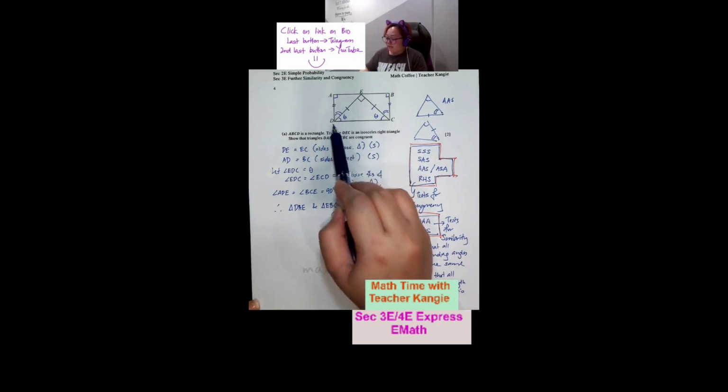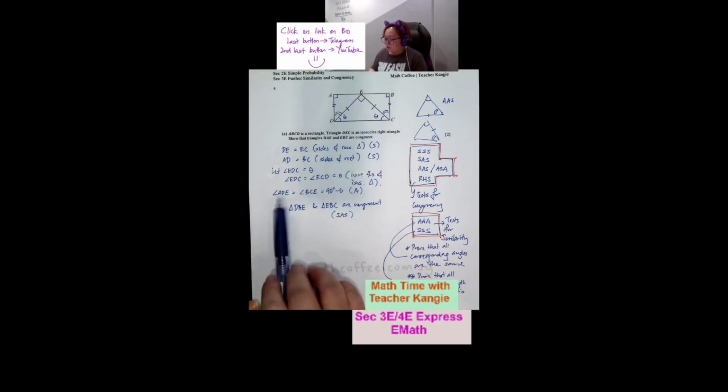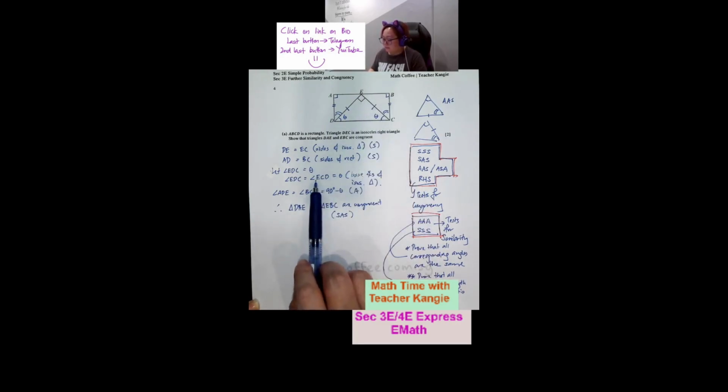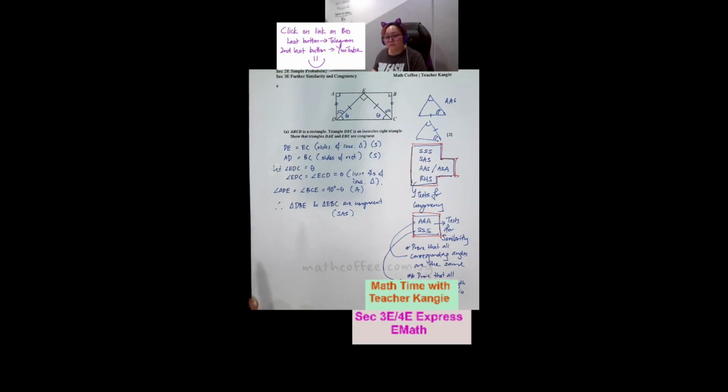So therefore, I find ADE. So I prove that ADE and this ECB is the same. Yes, it is equal to 90 minus theta. That will be my A. So therefore, I will say that triangle blah blah blah and triangle blah blah blah are congruent, and then say that you are using the SAS test. Okay? So this is how you do this kind of question.